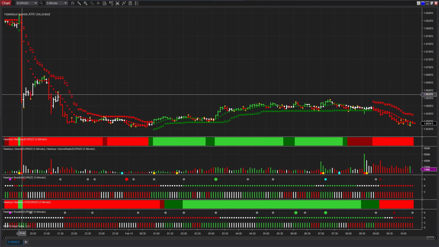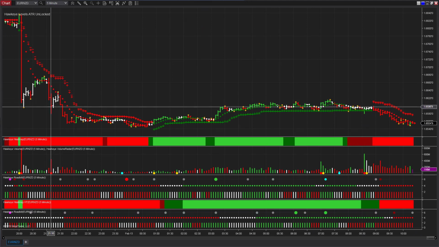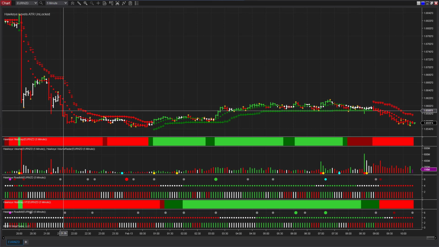If it breaks down, or the uptrend if it breaks up. And in this case, it broke down right there. So you could have started participating in that trade.